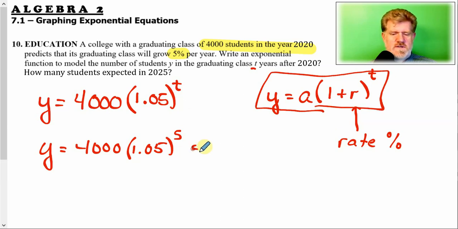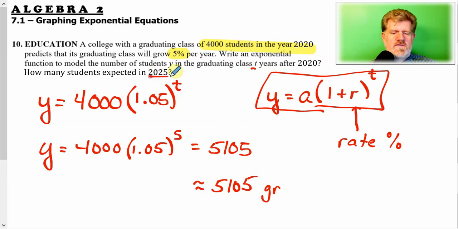Now let's see what answer we get if we plug that in. So 4,000 times 1.05 raised to the 5th power. That's a little bit more like it. Now it's a decimal, 0.12625, but we're not going to worry about that. We're just going to say there's about 5,105 graduates in 2025, because that's 5 years later.